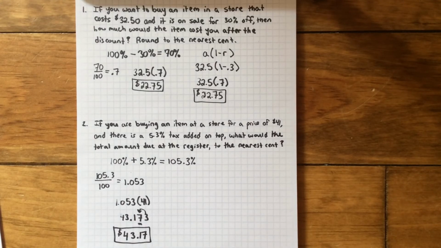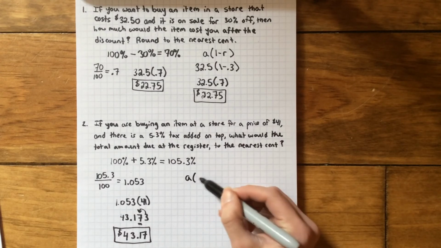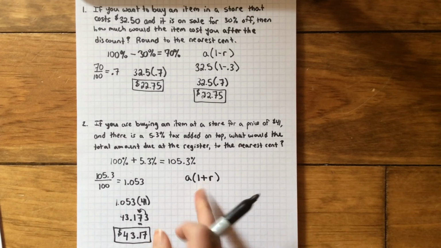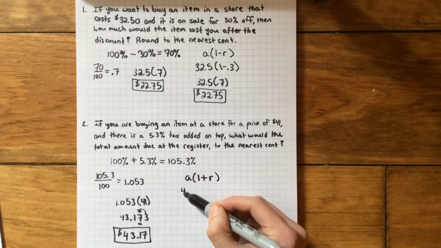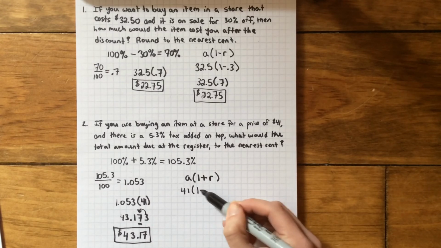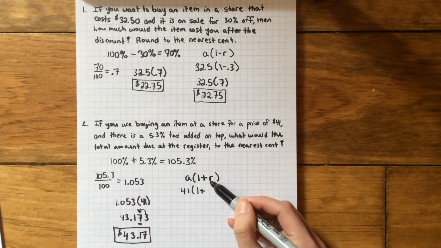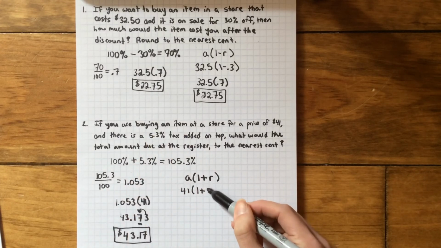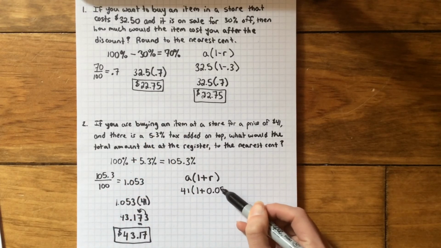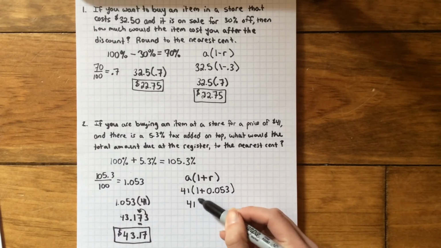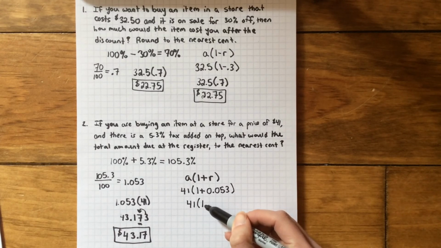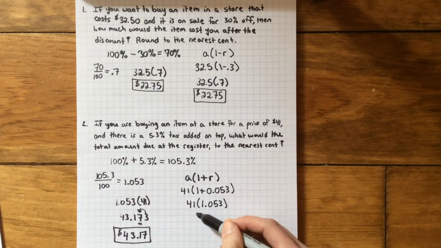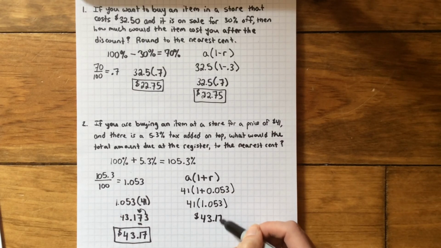Using my percent of increase formula, I would use A times the quantity of 1 plus R. I use a plus because this is an increase. My original amount was 41, so I substitute that in for A. 1 plus R is my percentage as a decimal. 5.3% as a decimal is 0.053. When I add these two together, I get 1.053, which is exactly what we had over here. So I get the same result as $43.17.